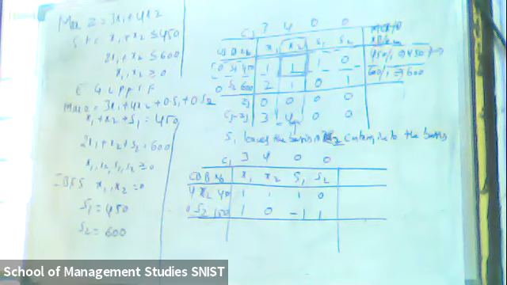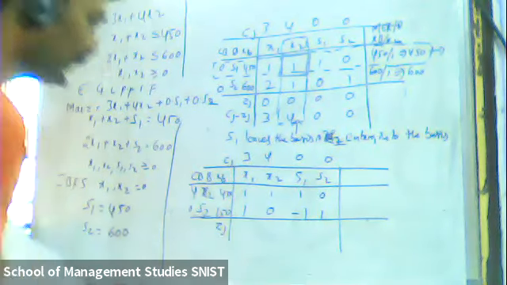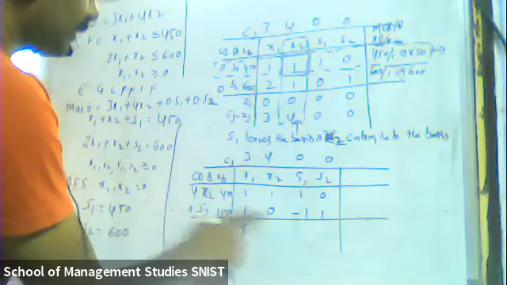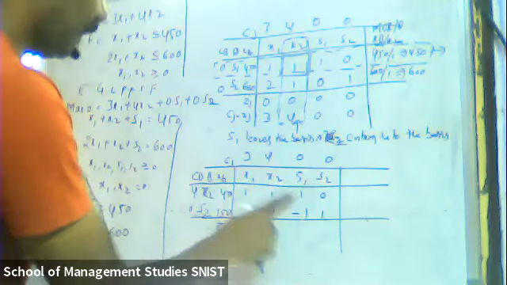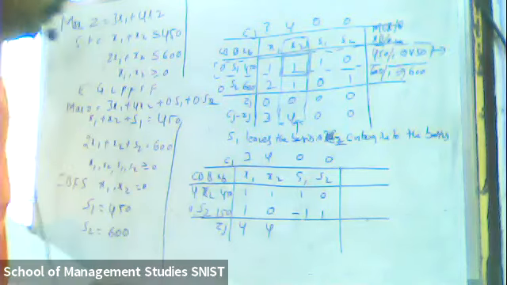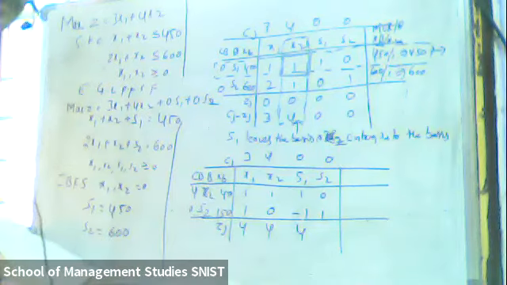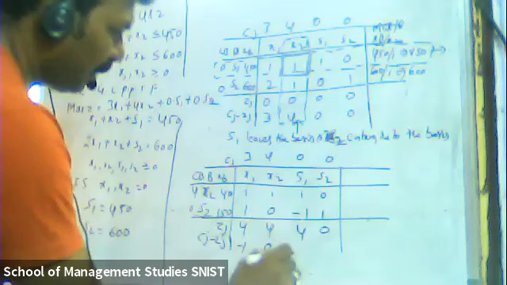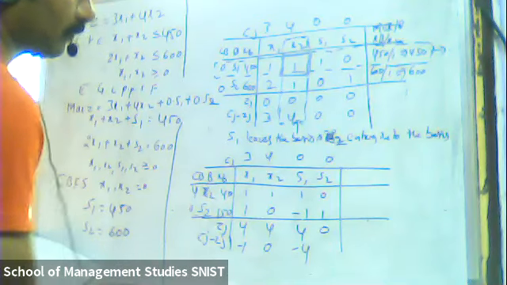Now ZJ. 1 into 4 plus 1 into 0 is 4. 1 into 4 plus 0 into 0 is 4 again. 1 into 4 plus minus 1 into 0 is 4. 0 into 4 plus 1 into 0 is 0. Now CJ minus ZJ. 3 minus 4 is minus 1. 4 minus 4 is 0. 0 minus 4 is minus 4. 0 minus 0 is 0.